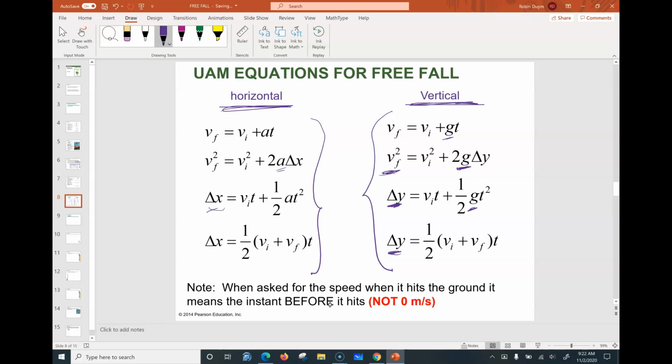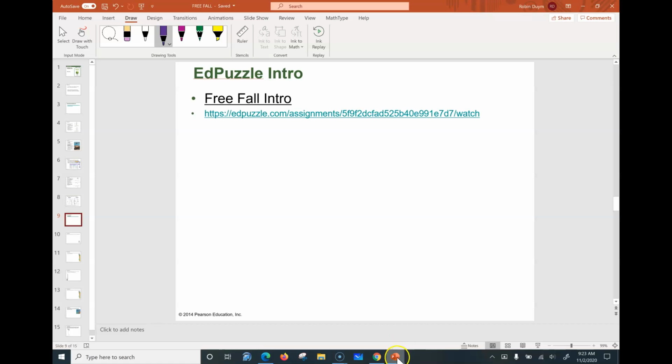Now, one thing I do have to note is that when we're in free fall and we're talking about final velocity right before it hits the ground, some of your problems will say, hey, what's the speed when it hits the ground? We're talking about the instant right before. So we're not saying, hey, it hit the ground, it stopped moving, it's 0. We're talking about the instant right before it hits the ground. So keep that in mind. Okay, so I have another little intro video.